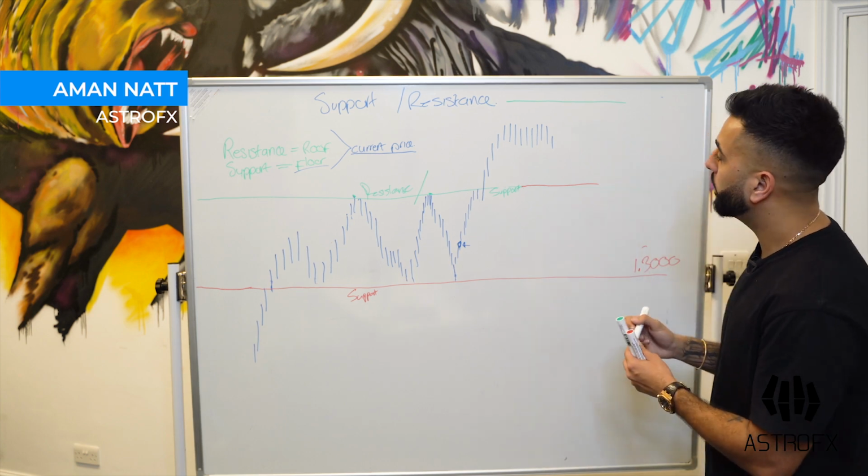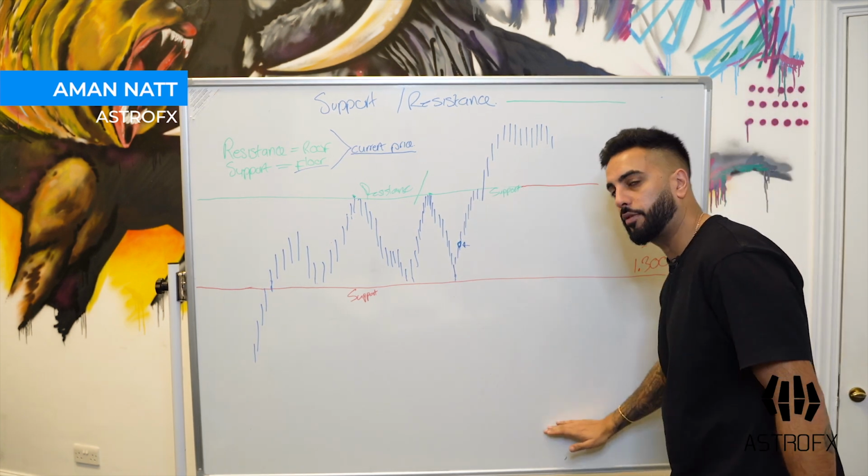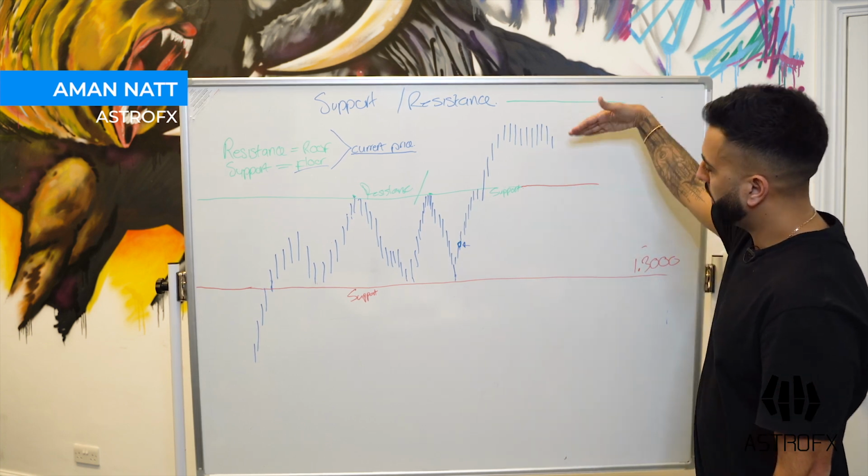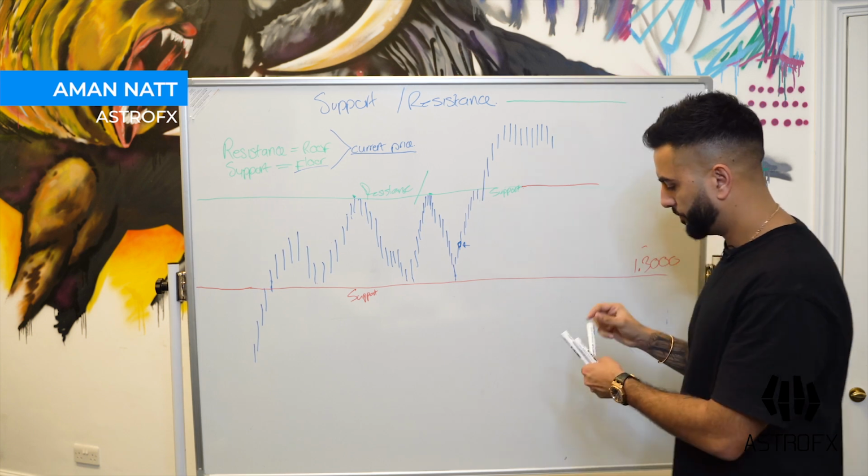One thing you must remember now is we've got support 1, we've got support 2, we might even have support 3, because wherever the current price is, anything south of it is support, and anything above it is resistance.